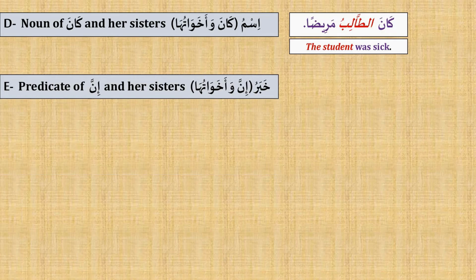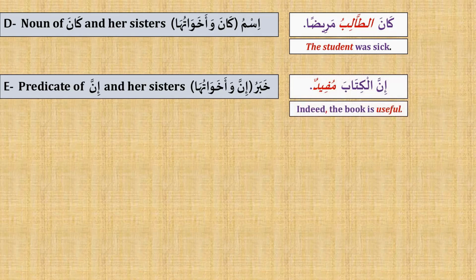And the last case is khabaru inna wa akhawatuha, predicate of inna and her sisters. Example, inna al-kitaba mufidun. Indeed, the book is useful. Inna means indeed. Al-kitab, book. Mufidun, useful. The last word in the sentence is khabar, predicate, and it gives information about the book. The book is useful.